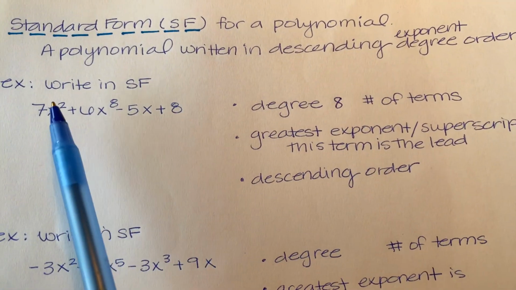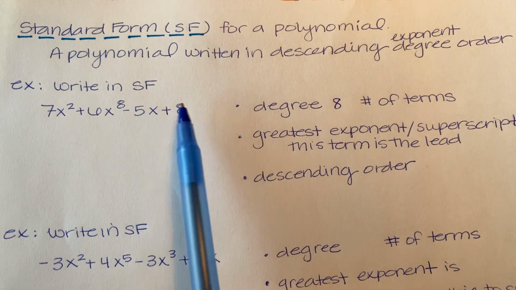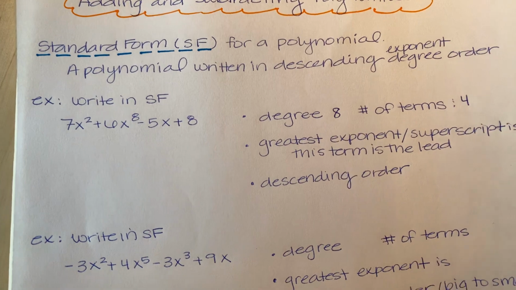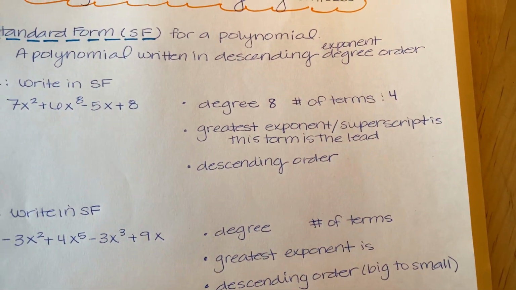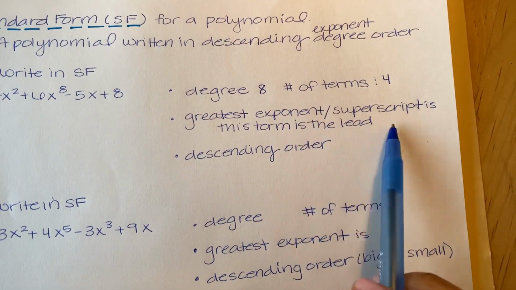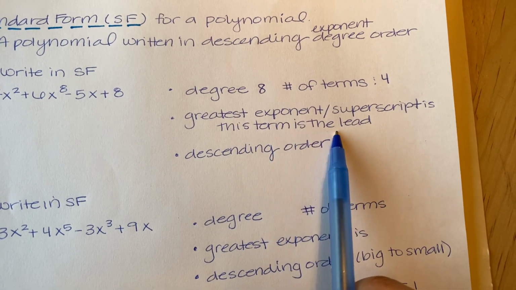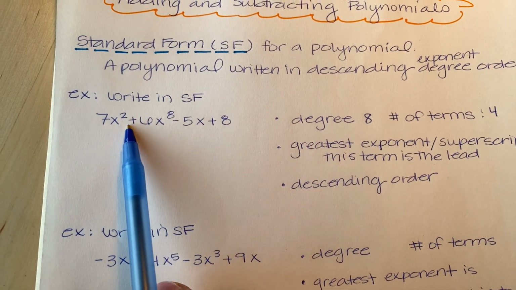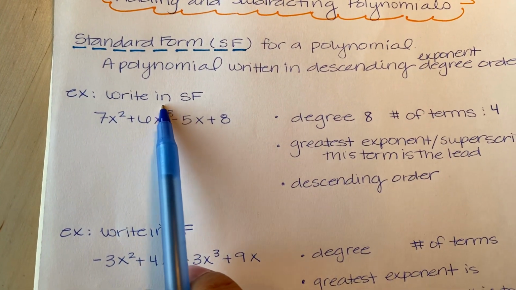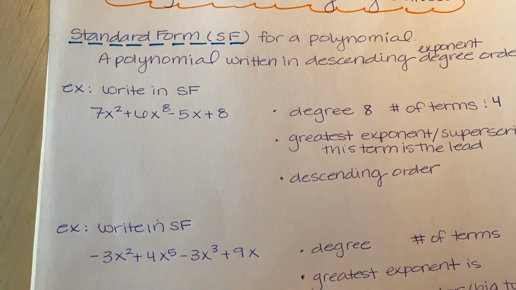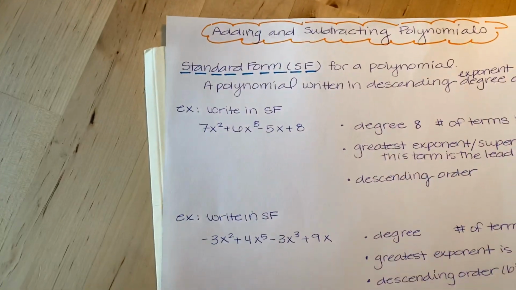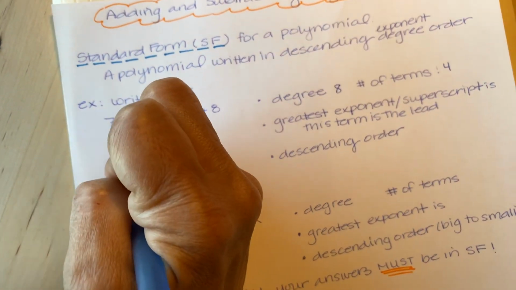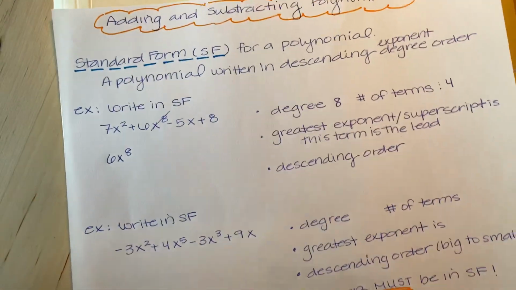And then again, how many terms? 1, 2, 3, 4. So the number of terms is 4, correct? Okay, so now your greatest exponent superscript, this term is the lead. So if my degree is 8, this positive 6x to the 8th is going to be my lead term. So it's 6x to the 8th. Okay, so I took care of that, so I'm going to cross it out.